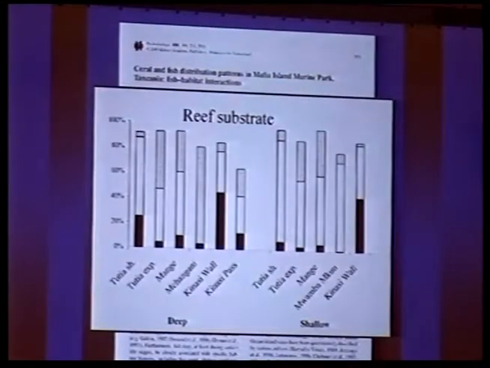Getting back to the study in Mafia Island, you see these columns here. The black part is living coral, the white part is dead coral, and the gray is algae. Again, this was a study that was conducted soon after the coral bleaching event. And many of you that have been diving on Tutia Reef before know that there was much more live coral there than the 5-10% or up to 20% that this figure shows.